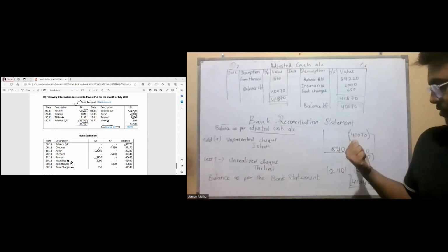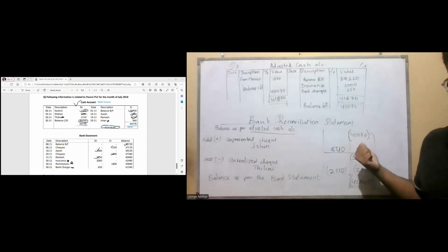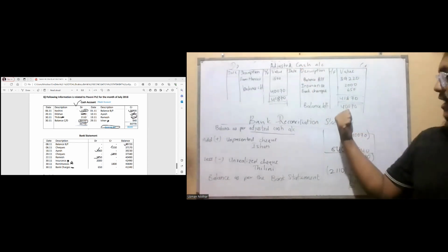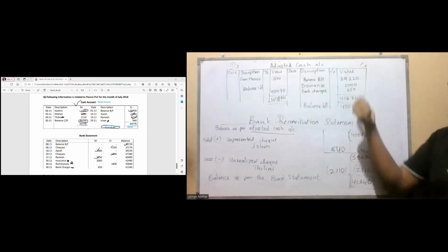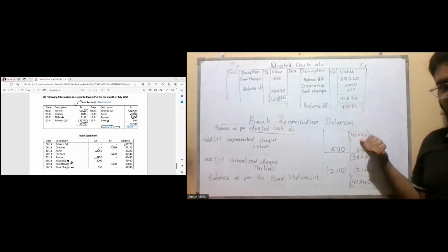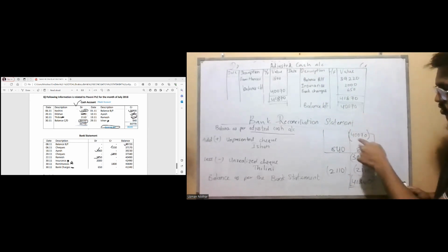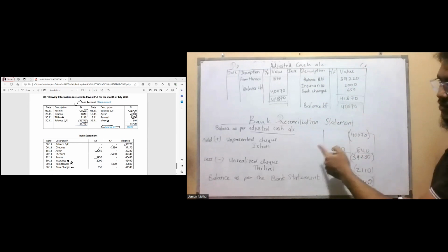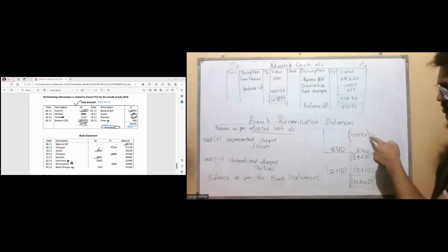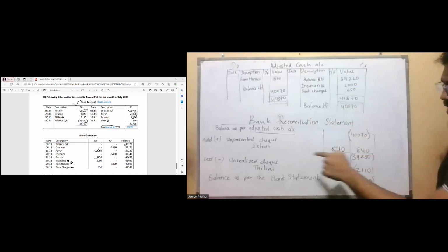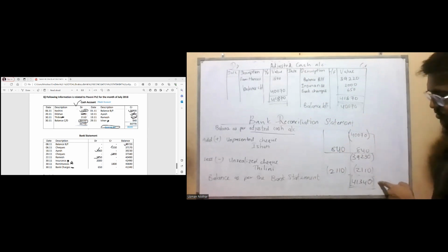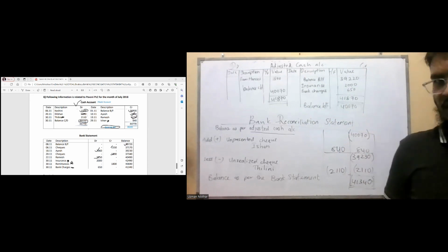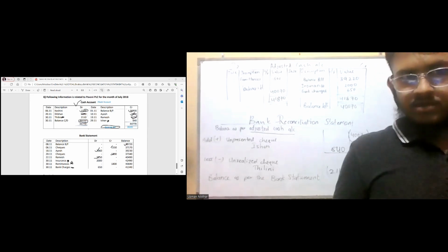Was that clear? How I got this 40,070 was from the adjusted cash account new balance. Because this is a credit balance, we include that in the brackets. From that we have to add unpresented checks. Because this is minus, we get a minus answer. Then we subtract unrealized checks. So minus minus plus. Then we got the answer 41,340. Is that clear?